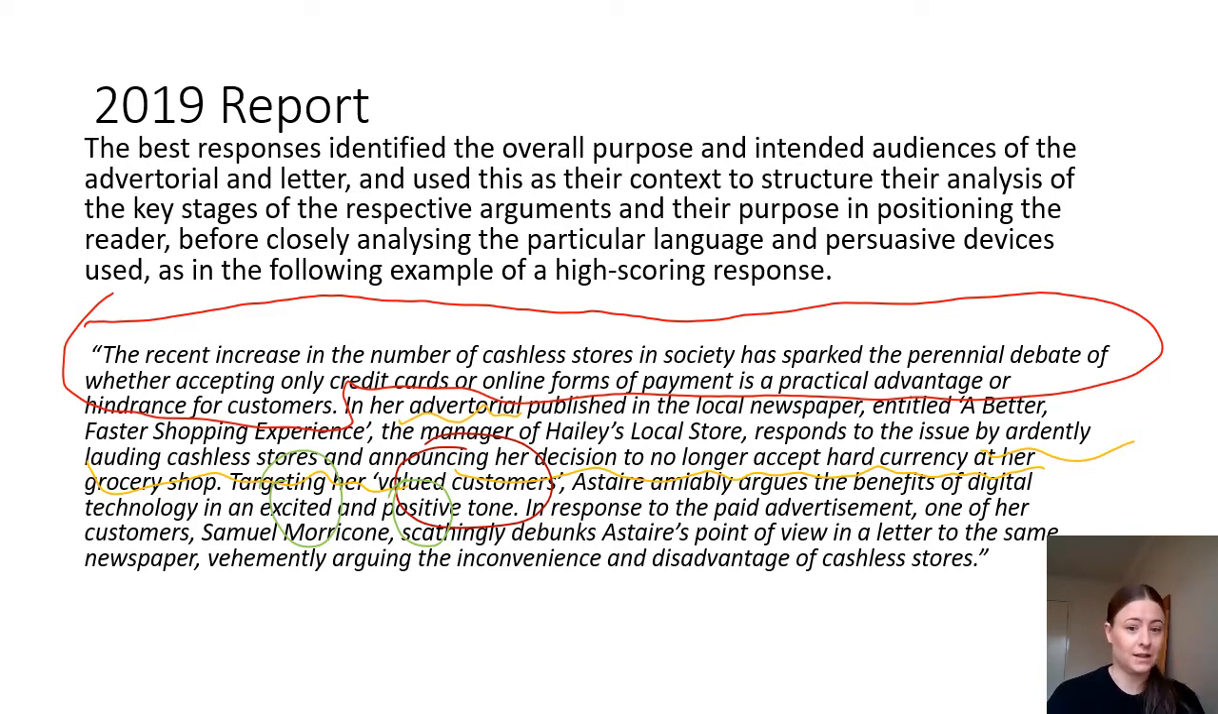argues vehemently against something. Another thing I'll just point out that this student does really well is using adjectives before they use verbs. So instead of Astare argues, Astare amiably argues. Instead of Morricone argues, he vehemently argues. Instead of Morricone debunks, he scathingly debunks. When you're able to pair the right adjective with the right verb, you're going to find the level of interest and sophistication in your writing is going to skyrocket.